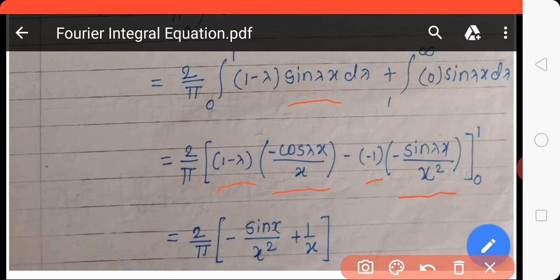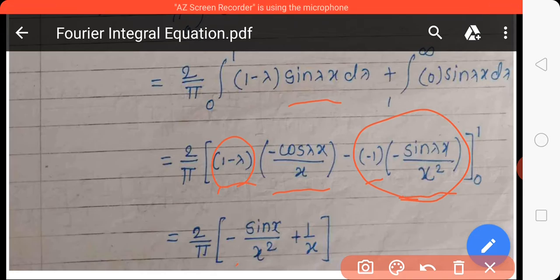If we put the upper limit 1, then here we get 1 minus 1 is 0. Therefore the first term is 0. Put in the second term lambda is equal to 1. Sorry, we replace the value for lambda. Therefore here we get sin x upon x square as the value of the second term. Therefore the second term is minus sin x upon x.